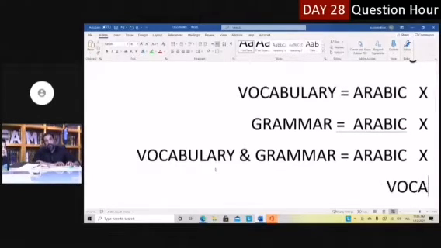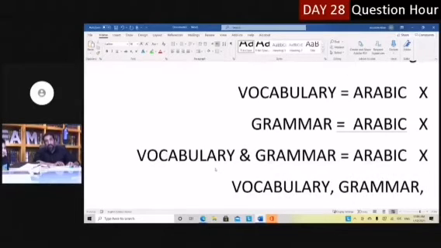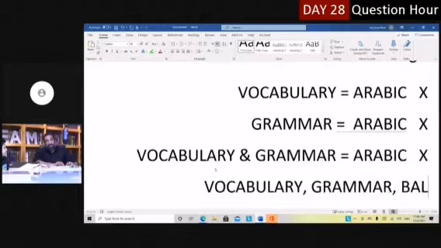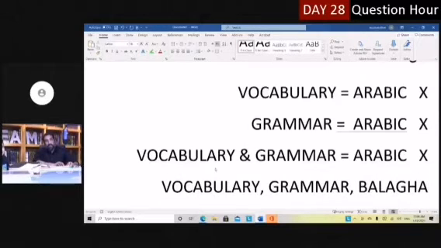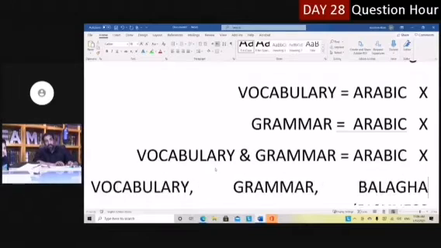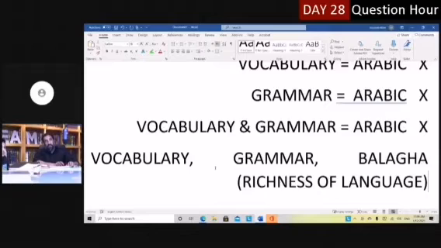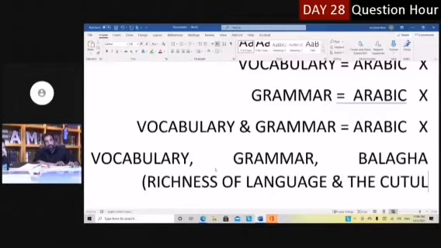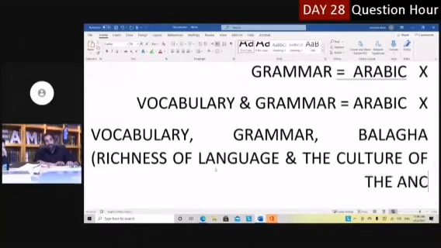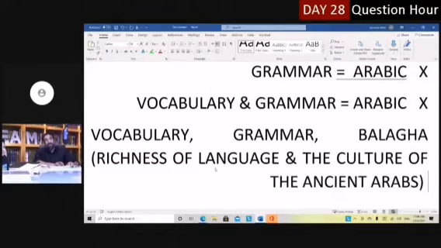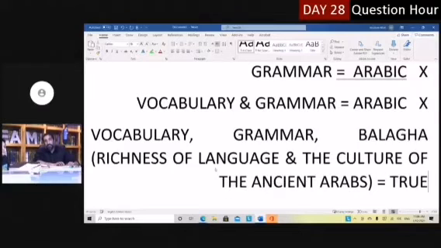You have to know vocabulary, true. You have to know grammar, that's also true. You have to understand concepts and theory. You have to call it balagha, which is the richness of language. And the culture of the ancient Arabs. Now that is then true.